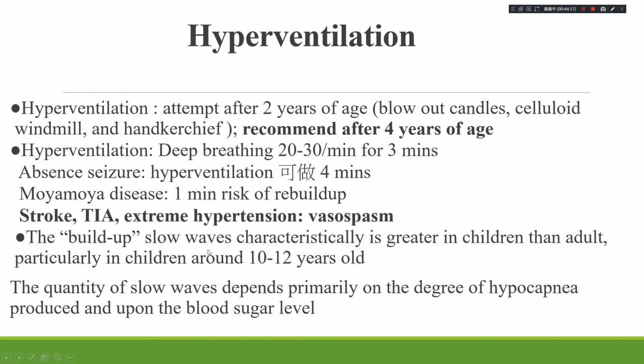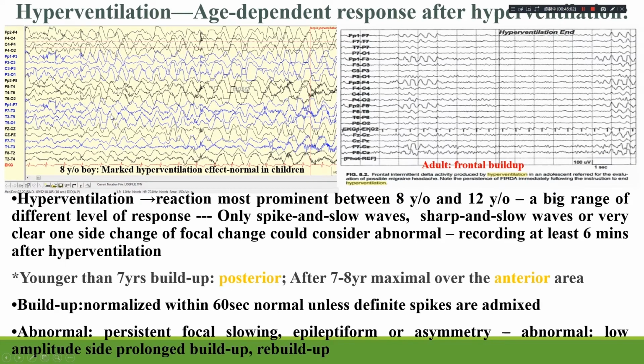And the build-up slow wave is characteristically greater in children than adults, particularly in patients around 10 to 12 years old. The quantity of slow wave depends primarily on the degree of hypocapnia and the blood sugar level. So this is an 8-year-old boy with marked hyperventilation effort. This is actually normal in children, with very synchronous high voltage 2 to 3 Hz slow waves.